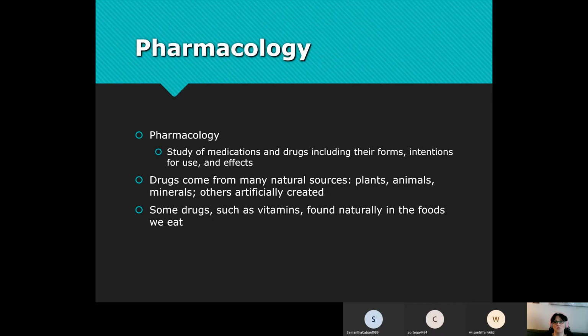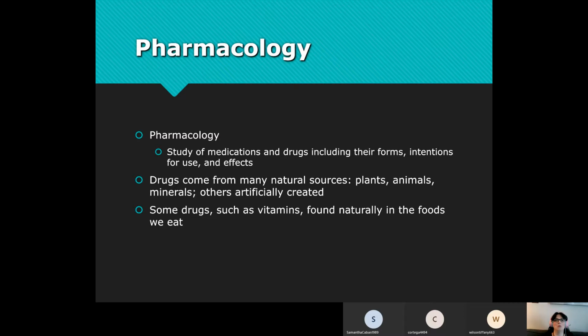Where do drugs come from? Well, drugs actually originated thousands of years ago from plants. People saw the benefits of certain roots, leaves, seeds, flowers, and bark, and they started using them for medicinal reasons. We also receive a lot of our medications from animals, and you'd be so surprised at some of them.